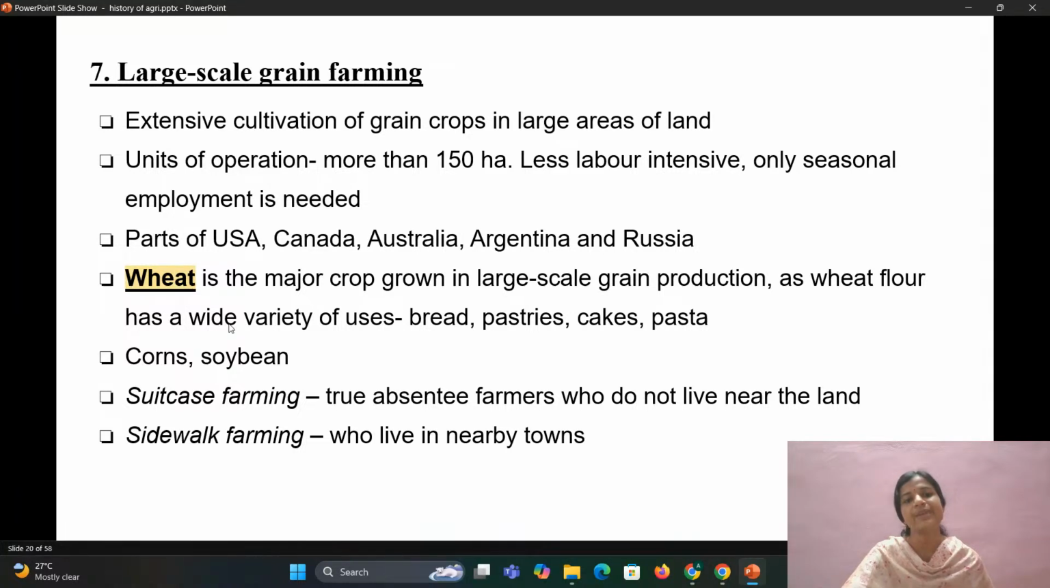This large scale grain farming can be classified into two groups, that is suitcase farming and sidewalk farming. In suitcase farming, the farmers will not be living near the land. They occasionally visit the land during major operations like sowing or harvest. That is suitcase farming. Whereas in sidewalk farming, the owners of the land will be living in nearby towns, and they frequently come and go. They frequently monitor their fields. Those are the two different types of large scale grain farming. It is not practiced here in India, but it is practiced in countries like USA, Canada, Australia, Argentina, and Russia, where they have thousands of hectares of agricultural land together.